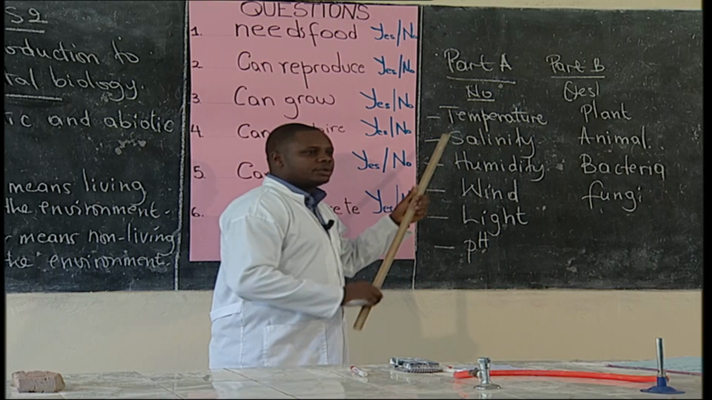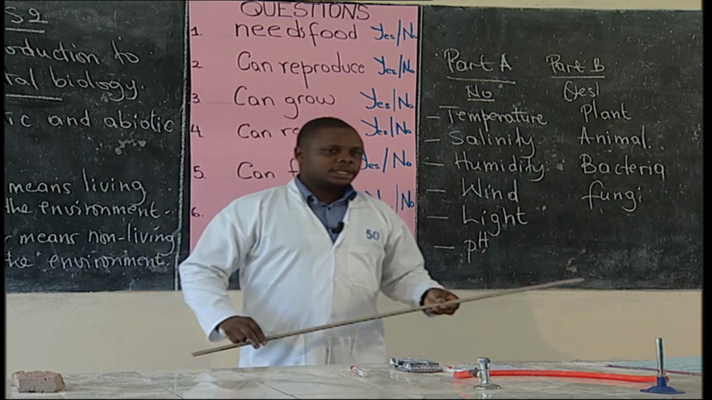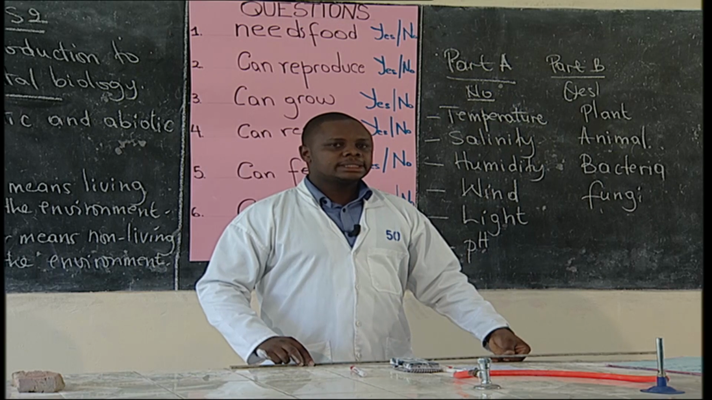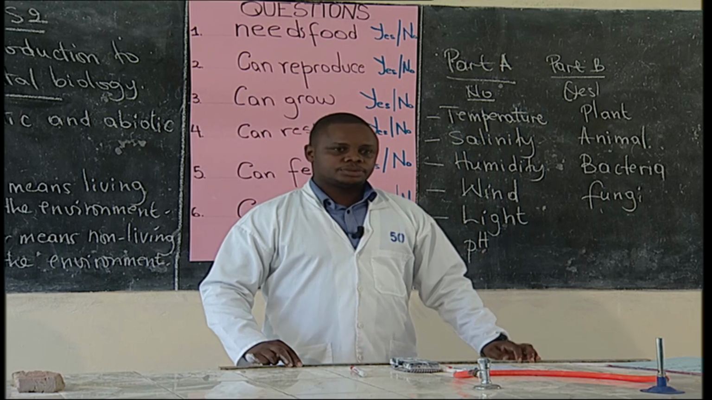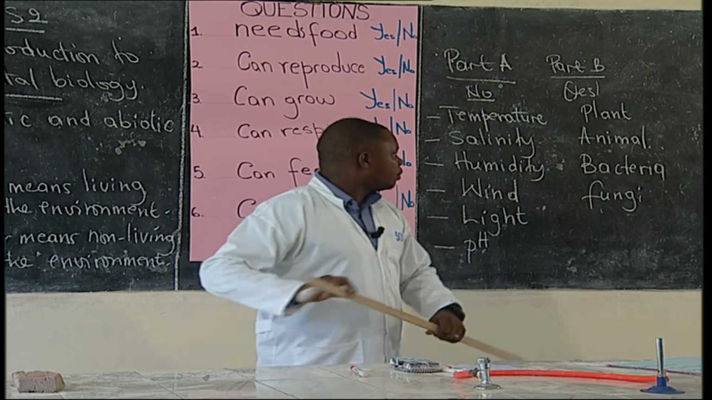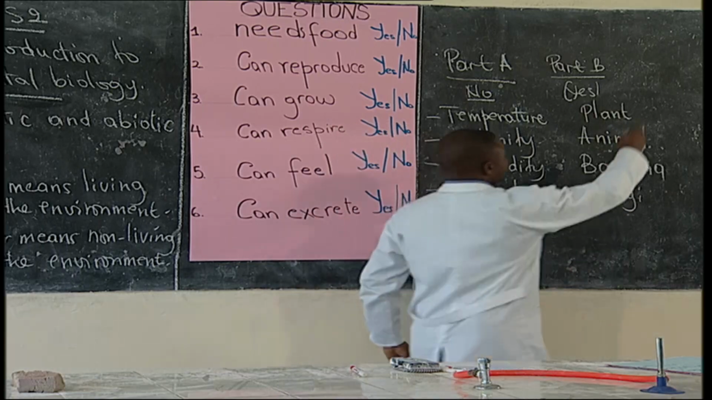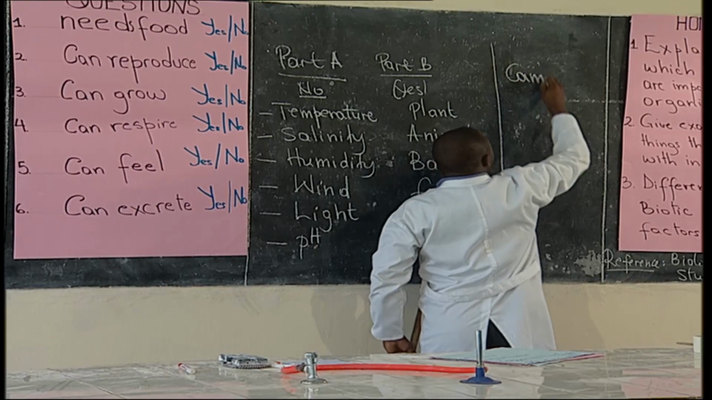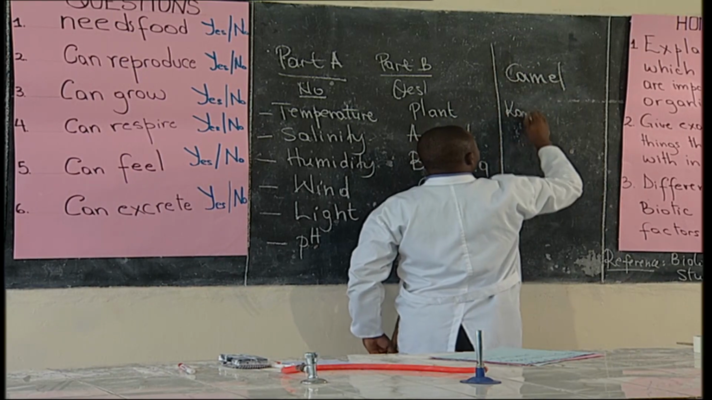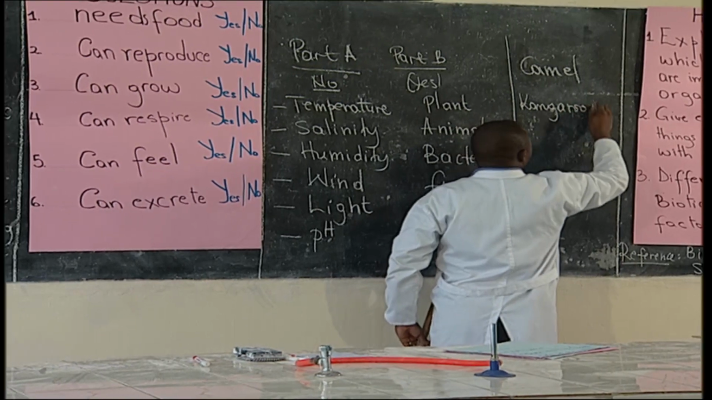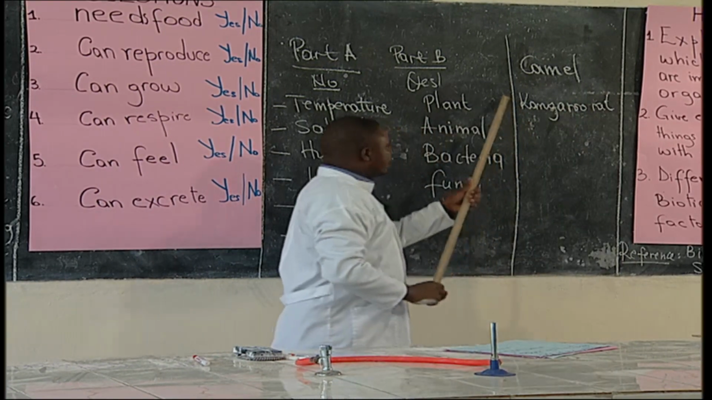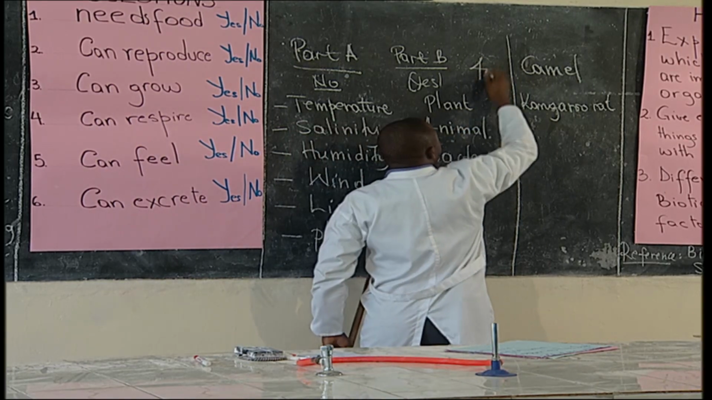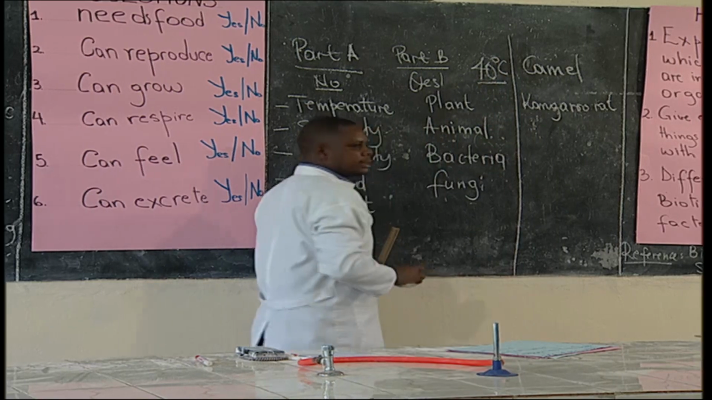Remember, there are some animals which live in environments which are hot, like deserts. We can give example of a camel. We can also give an example of a kangaroo rat. Camel and kangaroo rat live in temperatures which are very high. You can say 40 degrees Celsius and above.